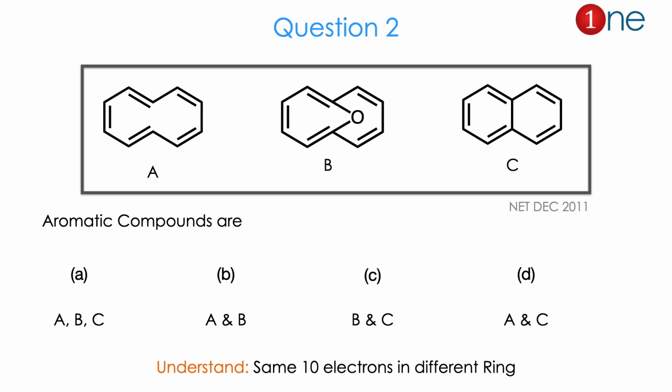Then question number 2. The question has 3 compounds: a 10-membered annulene with nitrogen, a 10-membered annulene with a bridging oxygen, and naphthalene. Here they are asking the status of aromaticity between A, B and C. So you have to use the Huckel rule, with 10 electrons in the different rings: the fused system, the open system and the bridged system. From the question you might realize the same number of electrons in different rings and their role in aromaticity. The answer is C. Let us see how.